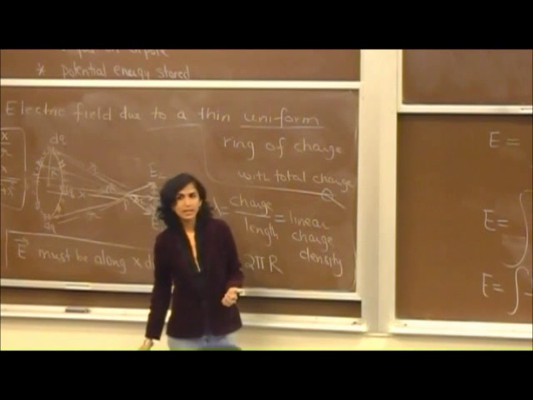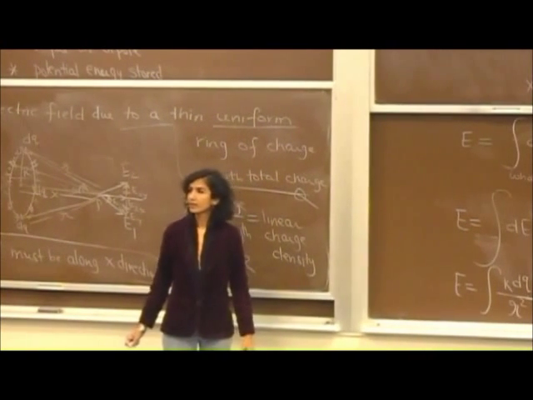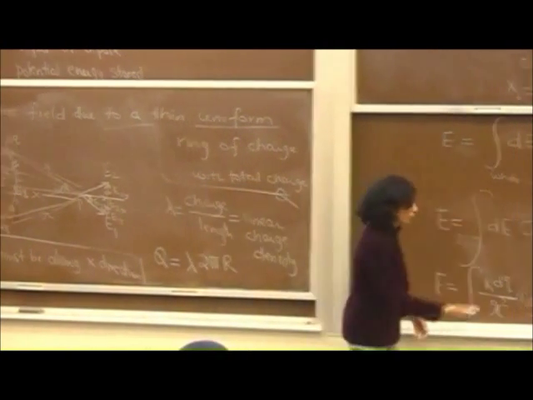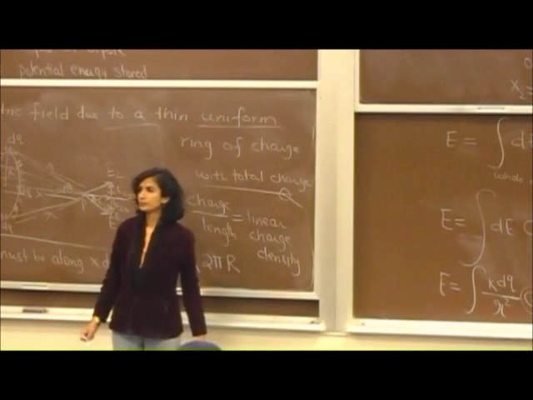Is that making sense, folks? Any questions about this? So is this the answer? Yeah, this is the answer. So this is the magnitude of the electric field, and its direction is along the positive x direction.